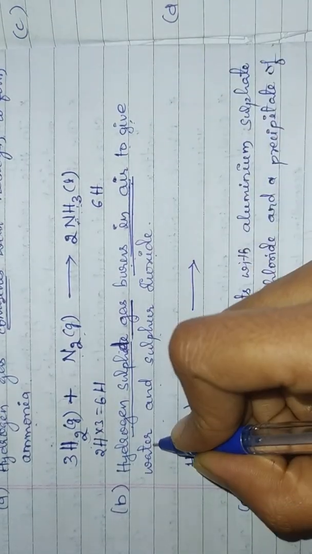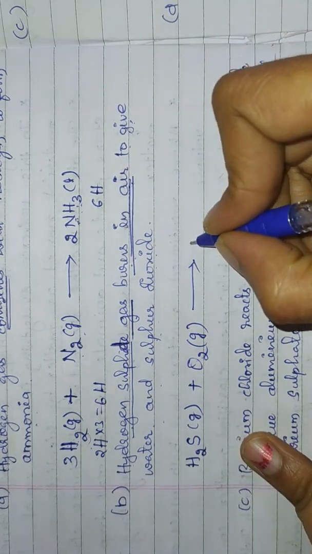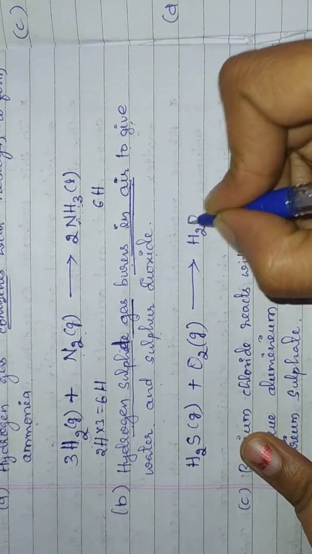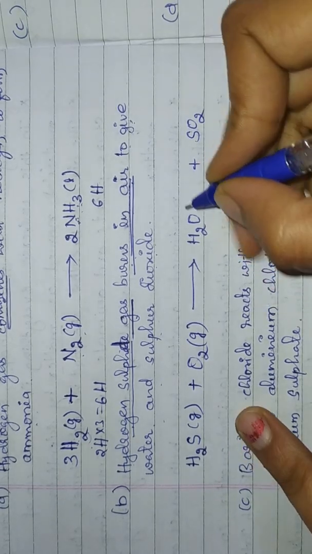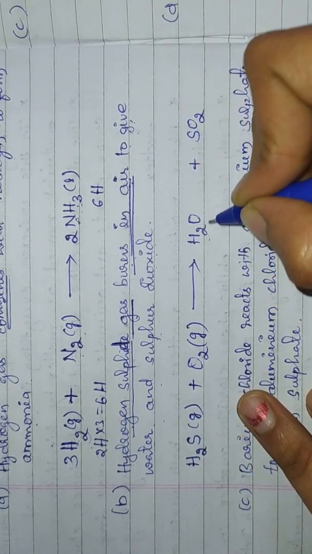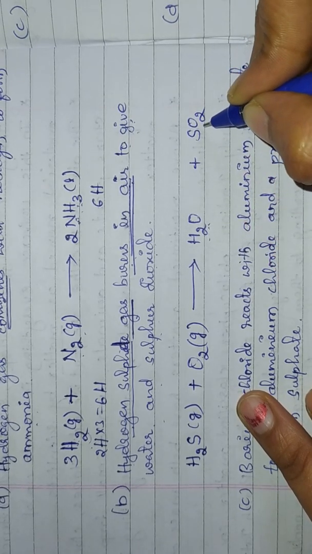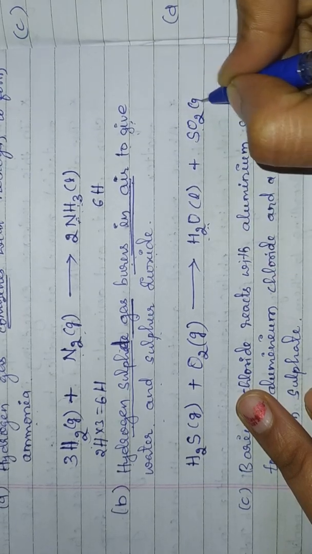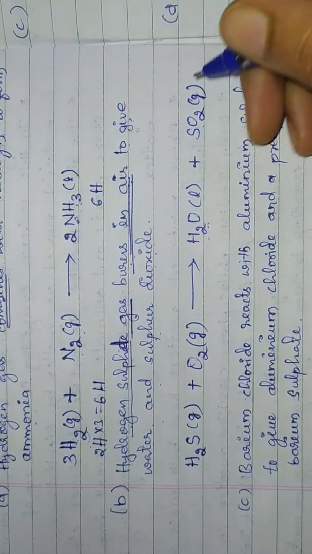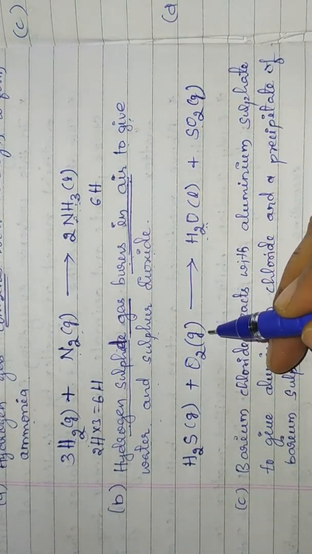To give water and sulfur dioxide. Okay, we'll get water and sulfur dioxide. H2O is the chemical formula of water and SO2 is the chemical formula of sulfur dioxide. This is liquid and this is gas. Now we have to balance this chemical equation.